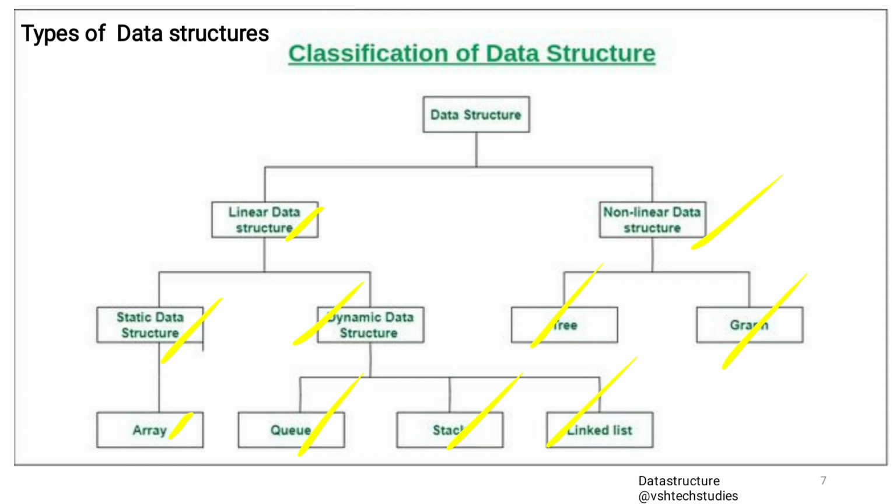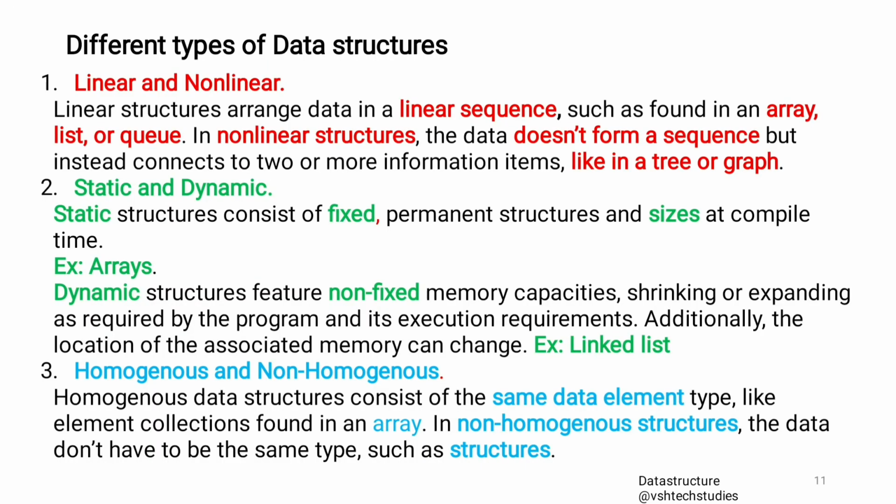Arrays are a homogeneous kind of data structure, which means they store a similar type of data. The data structures which hold different types of data are structures. So structures are heterogeneous kinds of data structures. Hence we can say that data structures can be either linear or non-linear, static or dynamic, homogeneous or non-homogeneous.